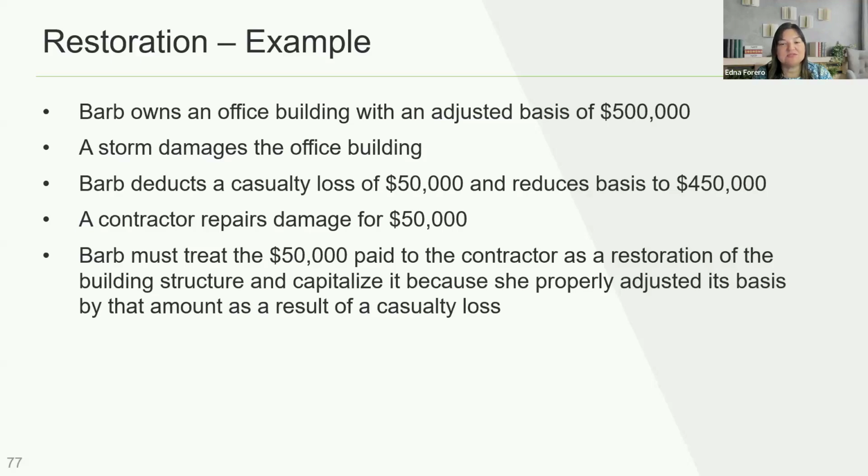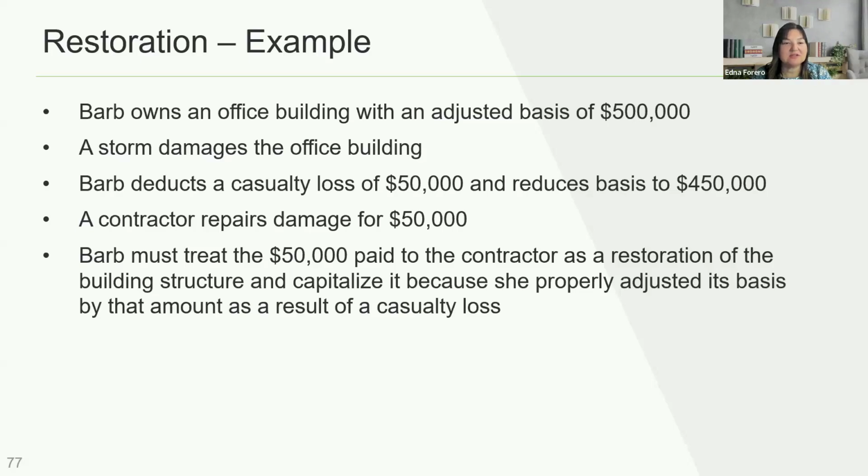Now, if she received insurance proceeds, then that would be different. She would not be able to deduct the casualty loss, but she would still reduce property value. Which means that she would take this $50,000, pay it to the contractor, and capitalize the cost because she had made the adjustment. So again, you just want to make sure that if there's been any damage, did they receive any kind of payment or reimbursement from their insurance?